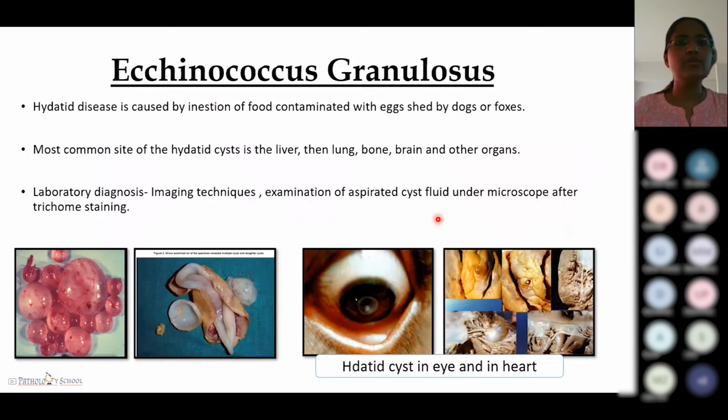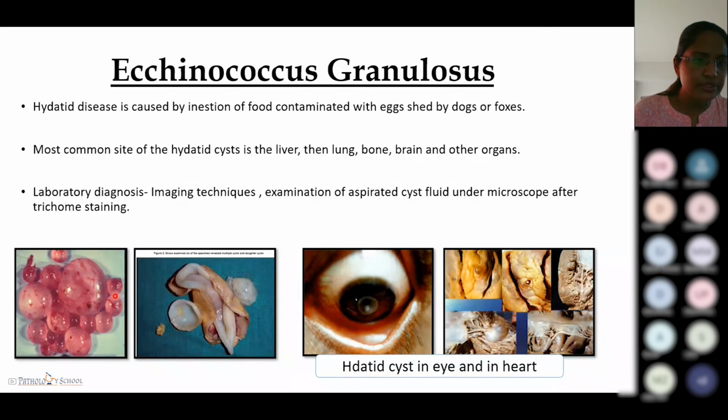So next is Echinococcus granulosus. It causes hydatid disease. It is caused by the ingestion of food contaminated with eggs shed by dogs or foxes. The most common site of hydatid cyst is the liver, other sites being lung, bone, brain, and other organs. Laboratory diagnosis is done by imaging techniques and examination of aspirated cyst fluid under the microscope after trichrome staining.